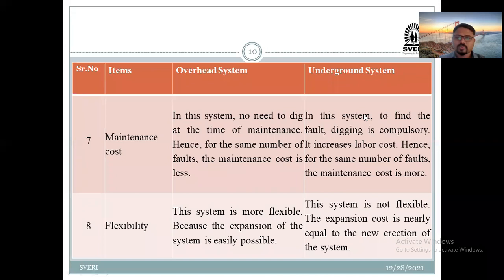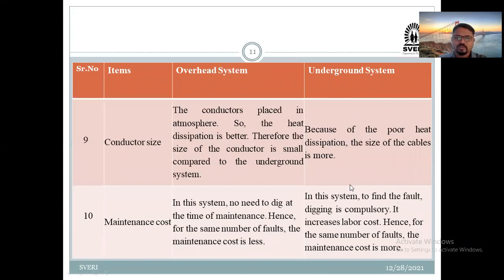Yes, sir. Okay, now we will move towards another point, that is nothing but the conductor size. Okay, what is the conductor size? See, as far as the overhead system is concerned, these conductors are placed in the atmosphere. So what happens? Therefore, the size of conductor required is small as compared to the underground system.